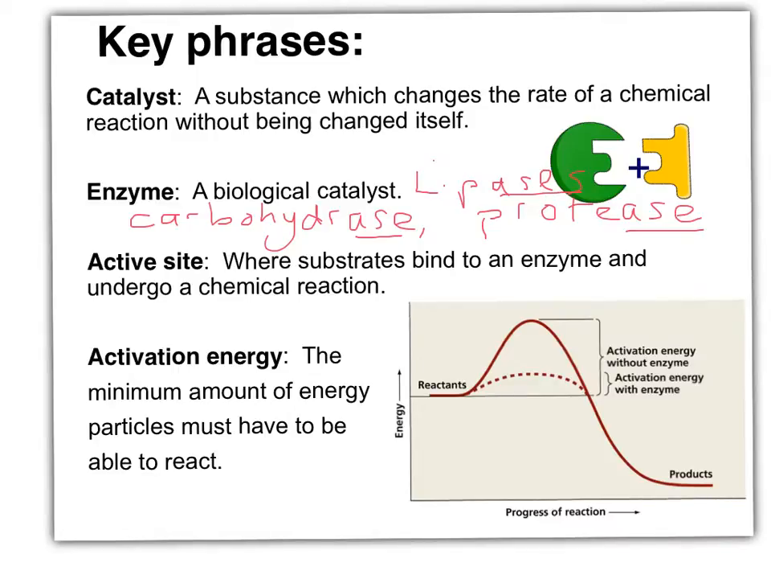The active site, that's the part on the enzyme, so this bit here, okay, where this substrate will bind and there will be a chemical reaction. Finally, activation energy. Now, this is the minimum amount of energy that particles must have for them to be able to collide and react together.